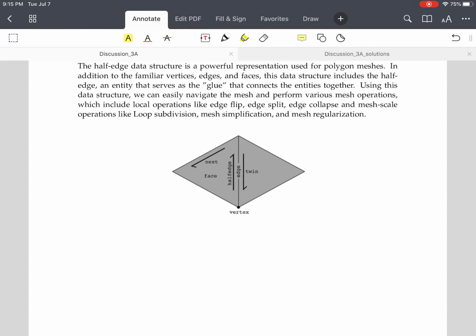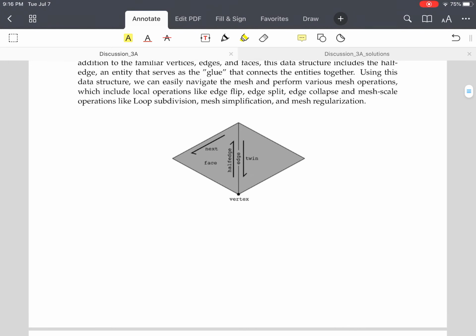The other parts are next, face, edge, and twin. This is basically the entire data structure, and the key is the half edges. The half edge has an edge, which is the edge it's associated with. It has a twin, which is another half edge on the other side, associated with the same edge. It has a next, which is the next half edge in the same triangle as this half edge. And it has a face, which is the triangle that this half edge is associated with.